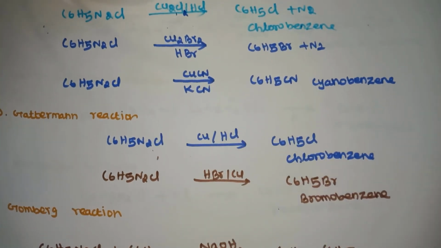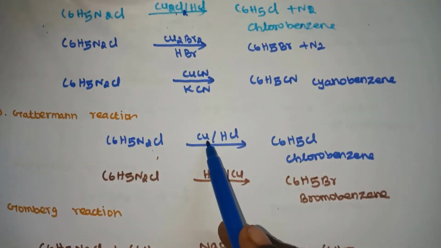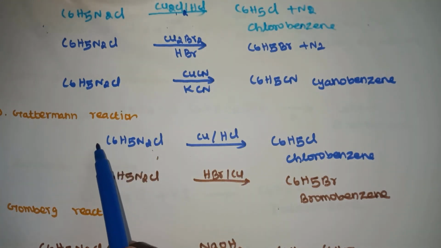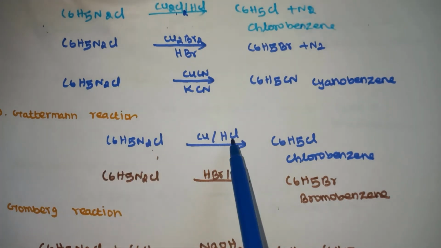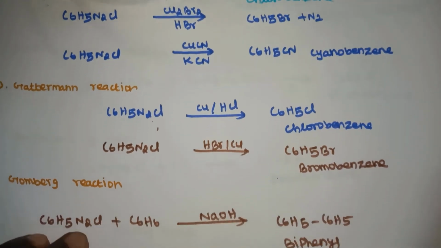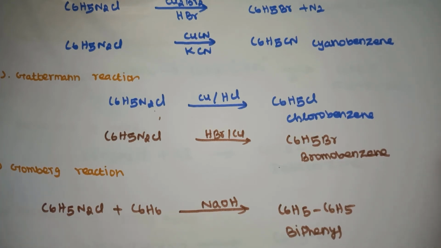Next one is the Gattermann reaction. When benzene diazonium chloride reacts with hydrogen halide in the presence of copper, it forms aryl halide. One example: when benzene diazonium chloride reacts with hydrogen chloride in the presence of copper, it forms chlorobenzene. Next one is the Gomberg reaction. When benzene diazonium chloride reacts with benzene in the presence of sodium hydroxide, it forms biphenyl. This reaction is called the Gomberg reaction.